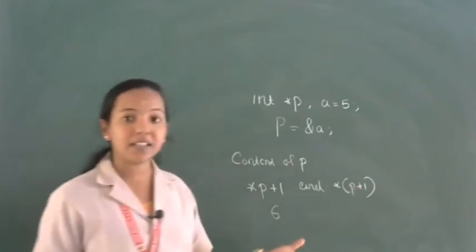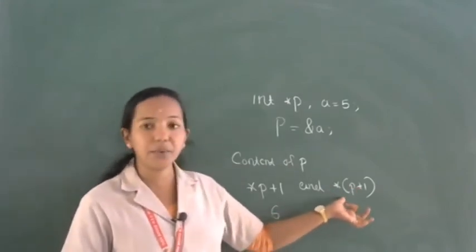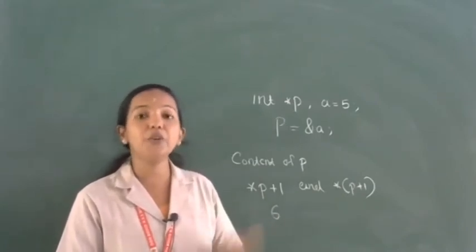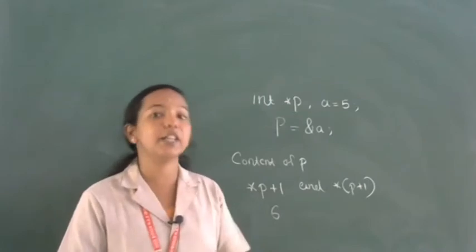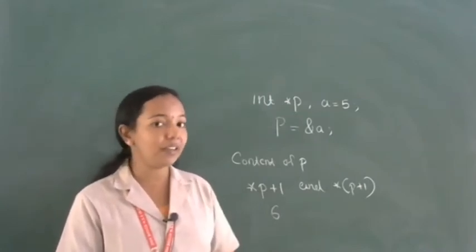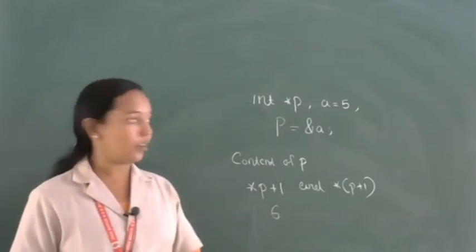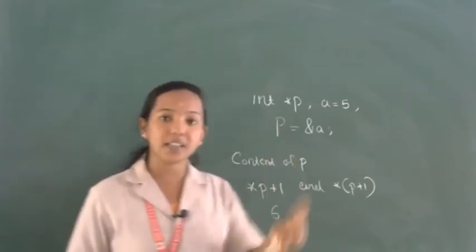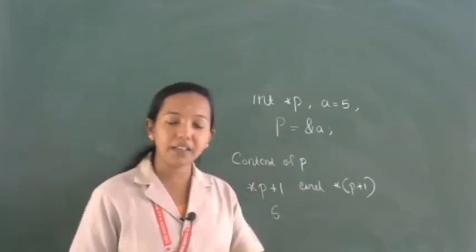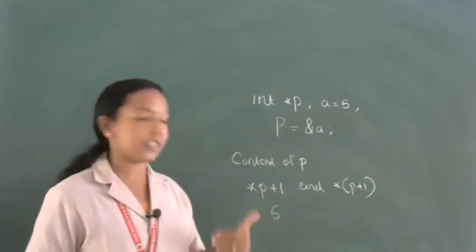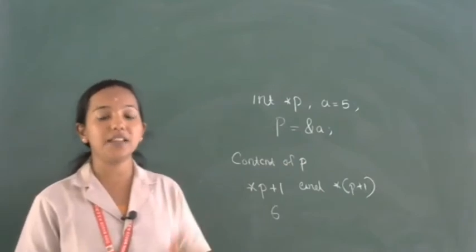So what will be the result? After executing *(p + 1), we will get the value present at the next location. Okay, what will be the value? Value present at the next memory address. So here if it is 1000, then if we are incrementing by 1, it will go to 1004. So it will assign the value present at 1004.